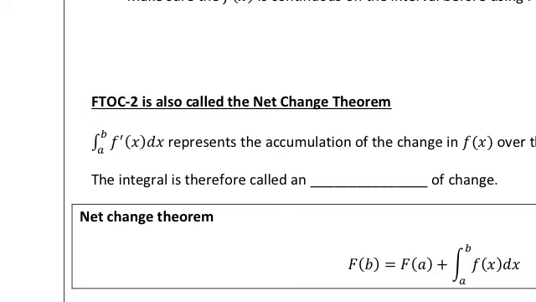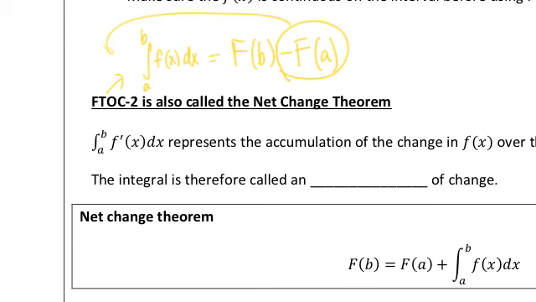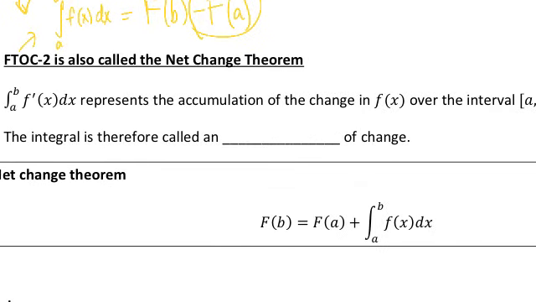Okay, the last thing we want to note in this lesson is that FTOC2, which was the theorem that said the integral from A to B of little f of x dx is equal to big F, the antiderivative at B, minus big F, the antiderivative at A. That theorem is also called the net change theorem when we just move this term to the other side by adding it. So I can write F of B is equal to F of A plus the integral from A to B of little f dx, right?